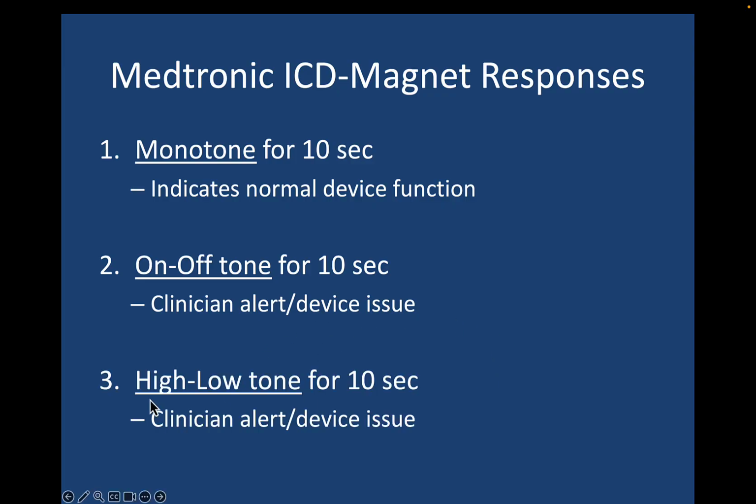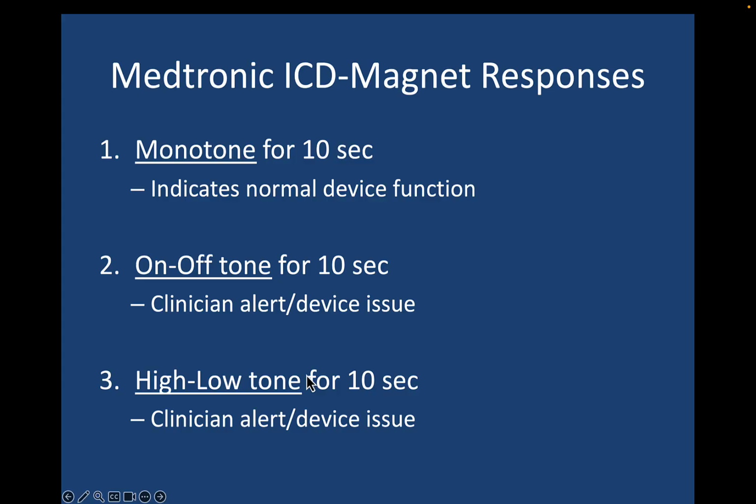And you can also hear a high-low tone for 10 seconds that would also indicate a clinical alert or a device issue. These on-off or high-low tones can be programmed by whatever the EP doctor decides is the way it's programmed. And so for some patients who don't hear this on-off tone because they have poor hearing, they might use the high-low tone.